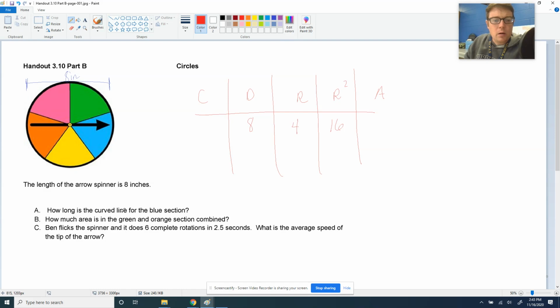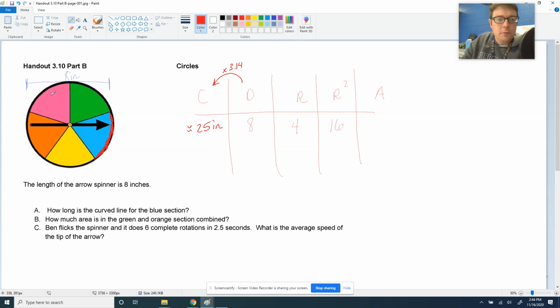How long is the curved line for the blue section? Okay, so the blue section is located, let me get a little bit thicker line for this, right here. And the curved line for that would be what I'm highlighting here in red. So they want us to find how long this is right here. Okay, so that's definitely not an area thing. That's a circumference thing. And to get to circumference, we multiply by pi when we know the diameter. Now, I've already done that, and it comes out really close to 25. It's like 25.12. We're going to round this. This is approximately 25 inches long whenever you multiply it out.